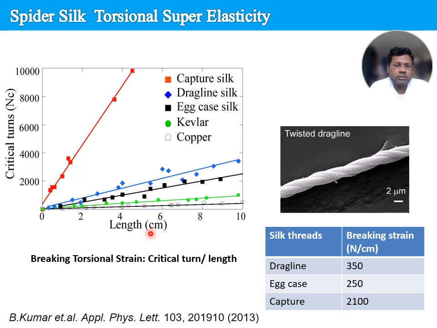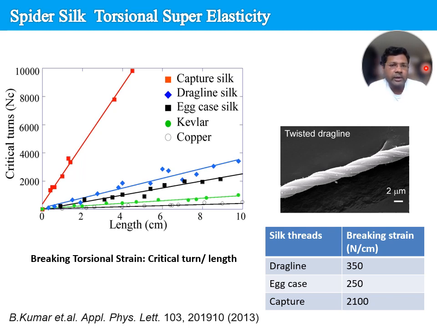We take threads of different lengths and measure the twist in those threads until they break, and we plot them as a function of length and the critical turn. This critical turn scales linearly with L. That is, as the length increases, the number of turns absorbed by the thread increases linearly until it breaks. And for a dragline silk, the breaking torsional strain comes out to be 350 turns per centimeter.